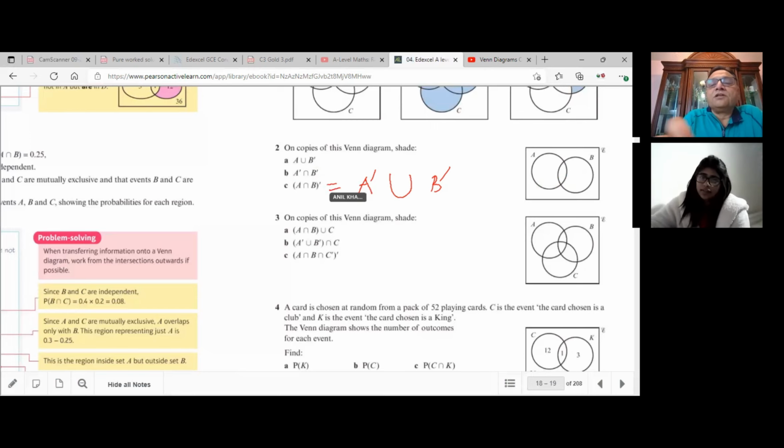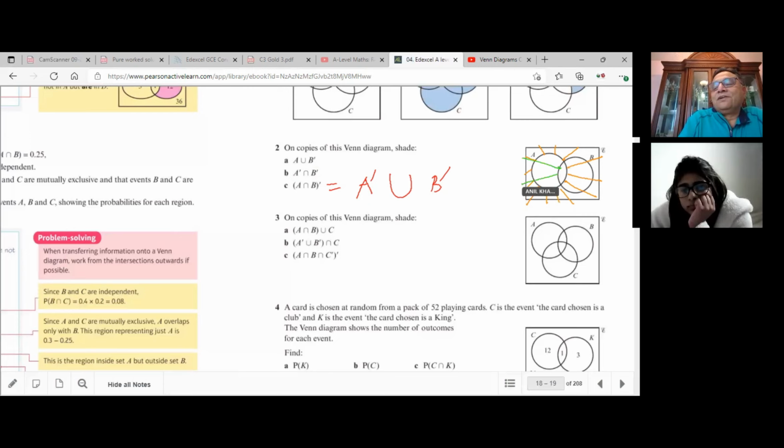Does it make sense? So let's do it. Not A: if I do not A, I'm going outside this, correct? But I've included everything in B except for the intersection. Do you see that? And if I do not B, except for the intersection, I am shading everything now, even the portion of A which was earlier not shaded. Is that clear to you now? So what remains is this, right?